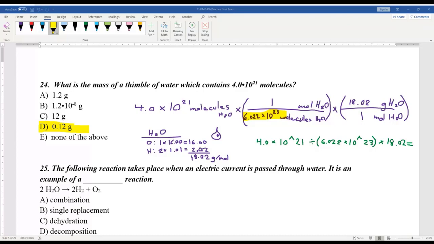Oxidation and reduction. Very good, very good. Let's take a look at that. Oxidation and reduction. I'm pretty sure I have a few problems on that.